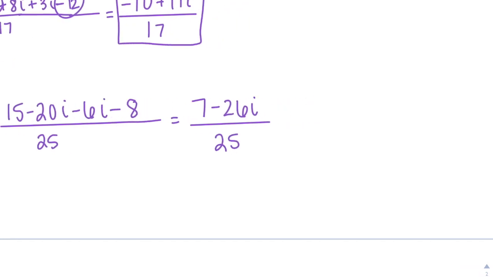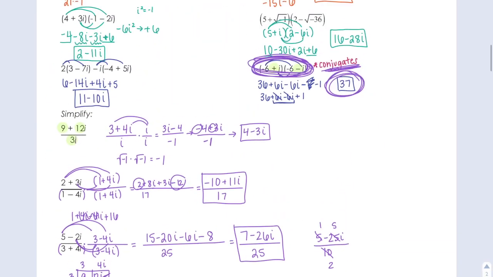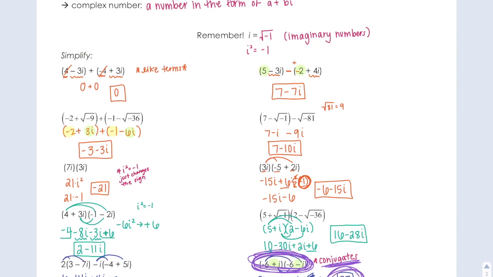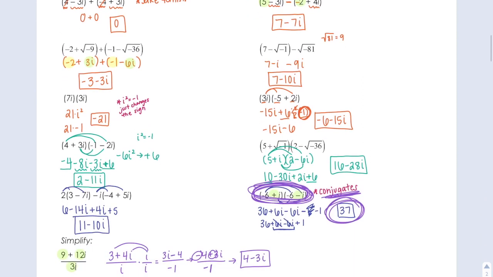Now, if this had been 5 minus 25i all over 10, I could reduce those numbers because 5 goes into everything. So I could have changed that to 1, 5, and 2. But right here, there's nothing that can be taken out. So you leave it at that and you're done. So complex numbers is really similar to polynomials, but just remember, i is not a variable, it's actually a number.